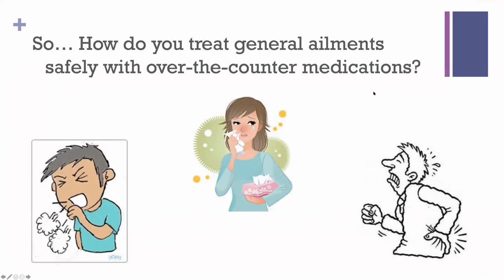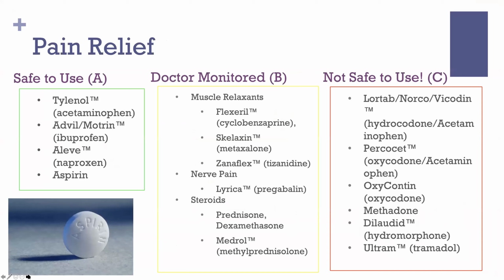So how do you treat general ailments safely with over-the-counter meds, which is a big question for a lot of people. And here's the list for pain. Here are the ones that need to be monitored for pain. A lot of muscle relaxants are listed. And here are the ones that you've got to be aware are not safe to use. And most people know that because a lot of them end up coming in with addictions to one of those listed on that list. So you have that.